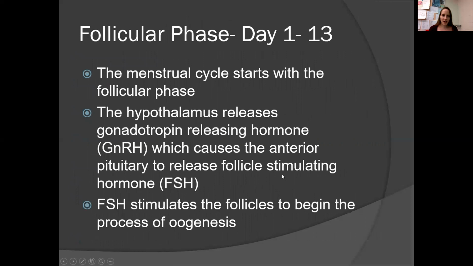So the first phase of the menstrual cycle is called the follicular phase. What happens here is that the hypothalamus will release gonadotropin releasing hormone, which goes to the anterior pituitary, and in this case causes the release of FSH, follicle stimulating hormone. The FSH is then going to go to the ovary and stimulate the follicles to begin the process of oogenesis, so begin the maturation of the eggs.